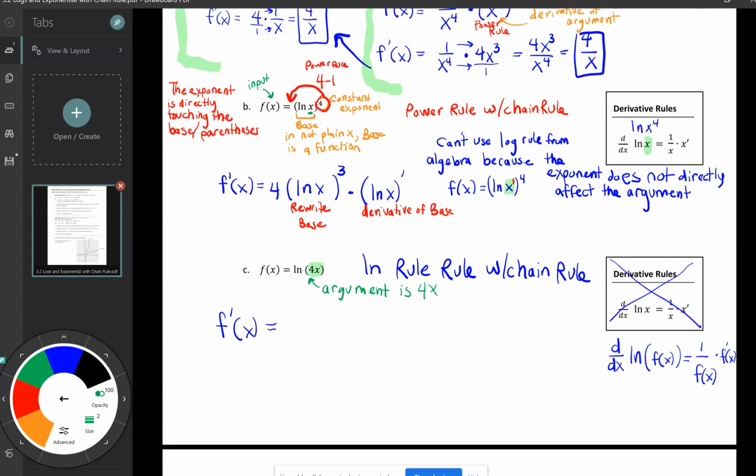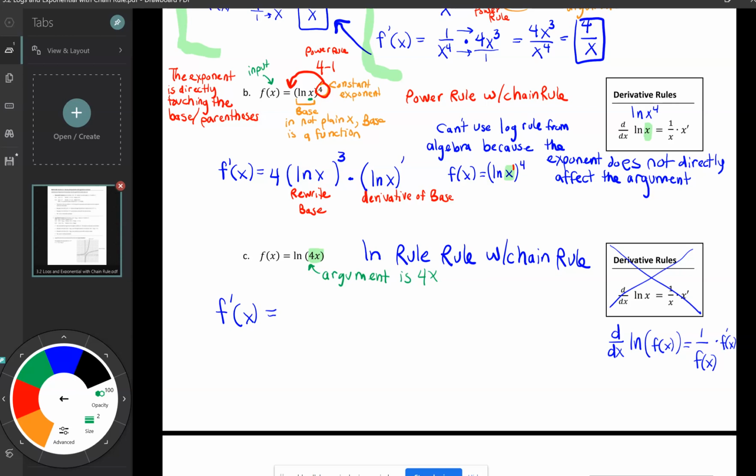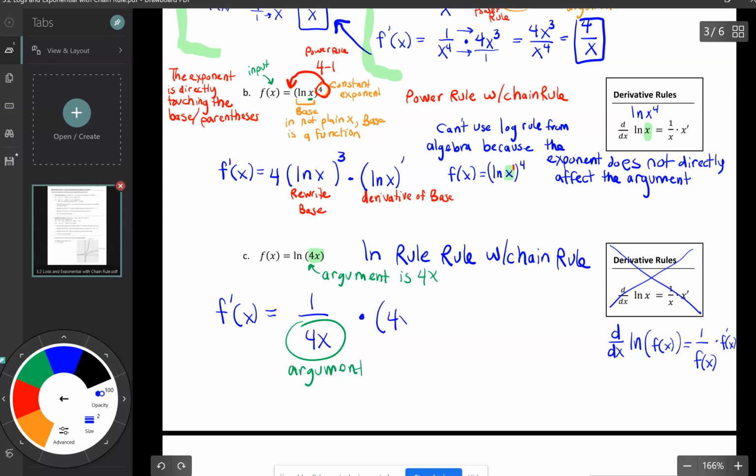Maybe we should just finish B now. Well, no, we're already halfway there. Okay, let's get this one set up because this one's a lot faster. So my argument is 4x. My derivative rule says the derivative is 1 over the argument. What was my argument? My argument was 4x times the derivative of the argument. And that's where I stopped up here on B.